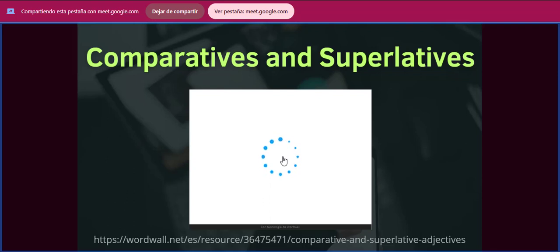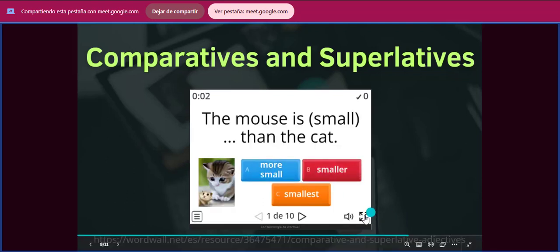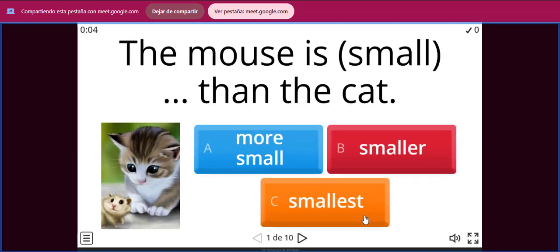And the good thing is that at the end you can see your correct answers and the incorrect ones. In this case, it says the mouse is, and in parentheses we have the adjective that we need to use, that is small, then the cat. So is it more small, smaller, or smallest? What would you say?